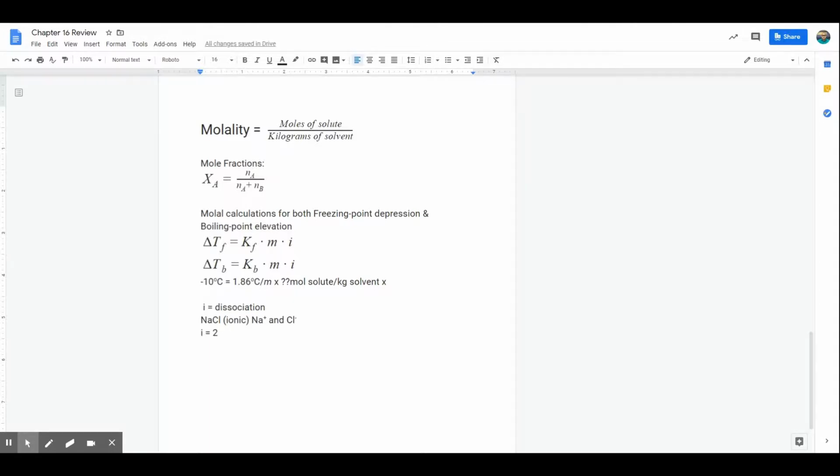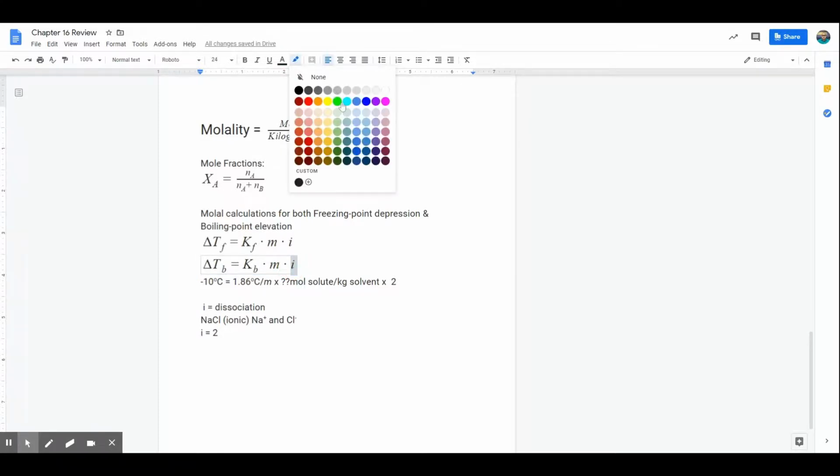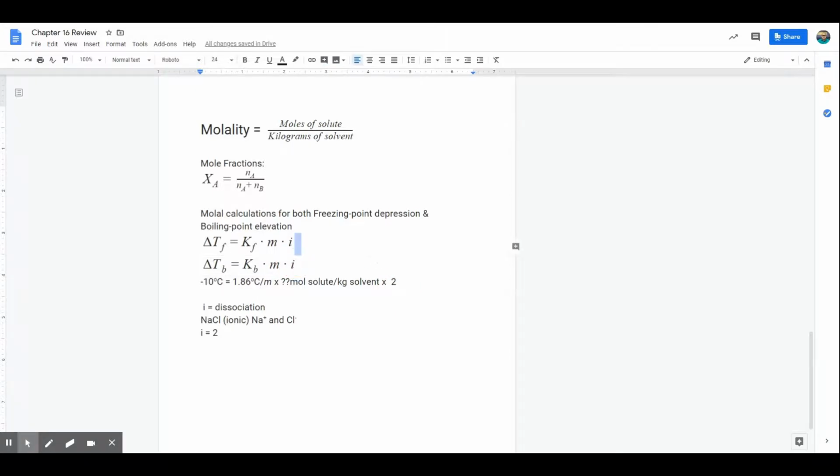So one rule of thumb for this is that if it is ionic, it will have an I that is greater than 1. But if it's any other compound, if it's molecular, which means it has covalent bonds, I will always be 1. So since we're doing this for NaCl, I would need to multiply this by a 2. So that would be my I right here. So I right here, if I highlight it, is related to this value right here. I should have highlighted here since we're doing the freezing point depression. So you get the idea.